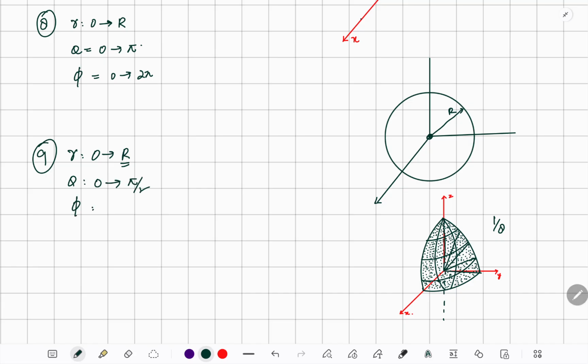What is the range of phi? See this surface, it is starting from here. Initially it would make angle 0, then we increase the angle, it will come up to this point and we cover the whole thing. So 0 to pi by 2 again. Okay, I hope you understand it.